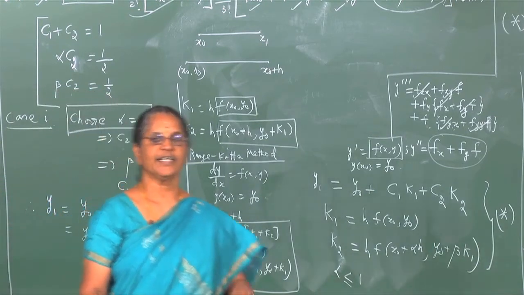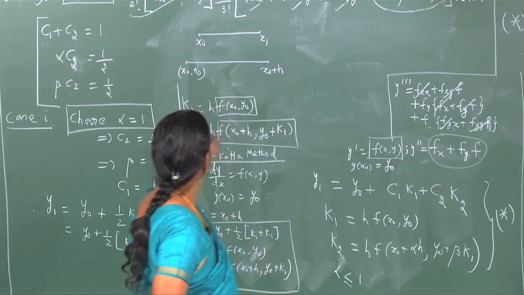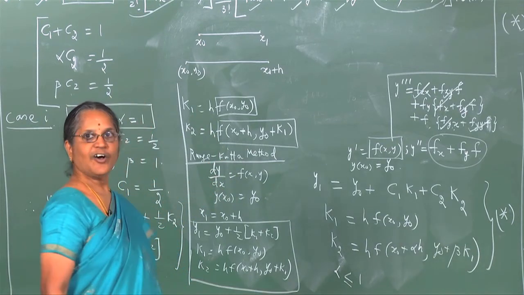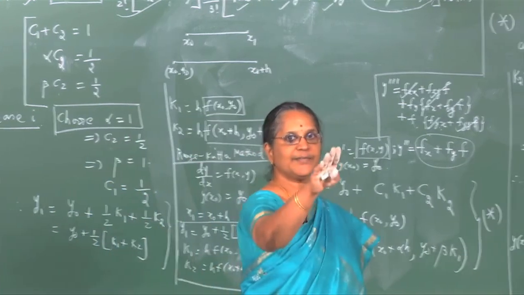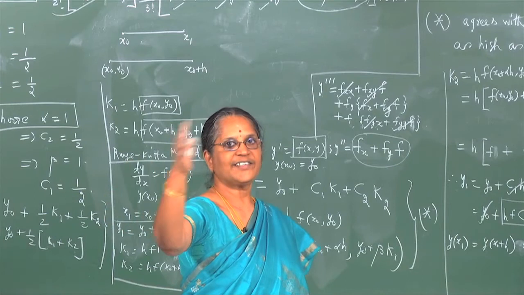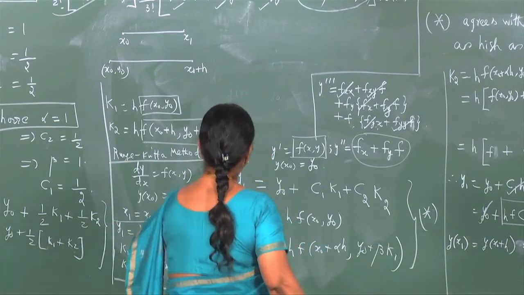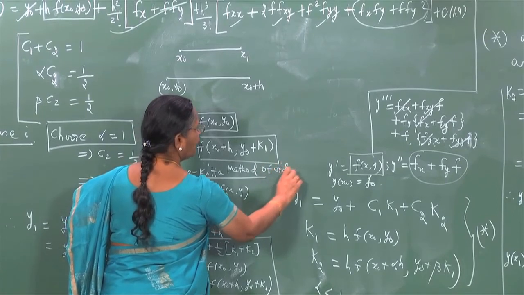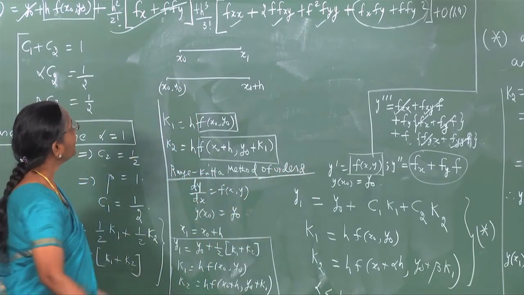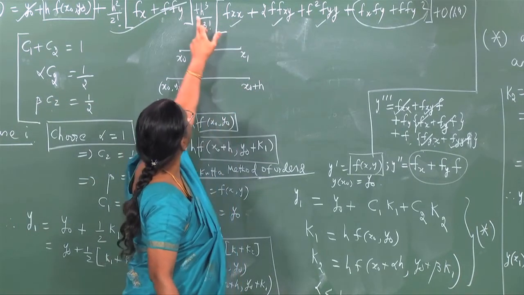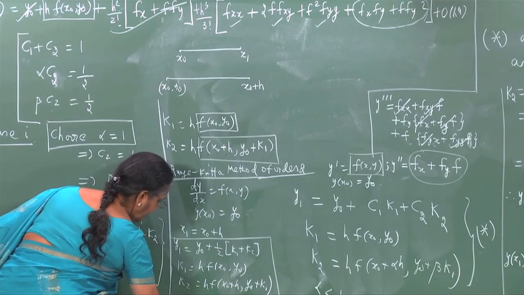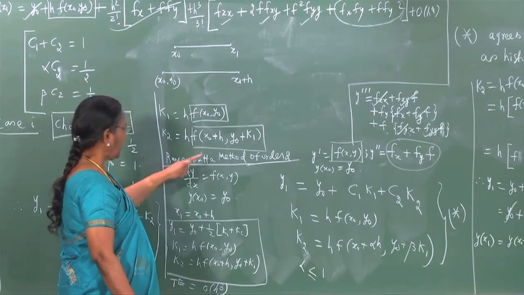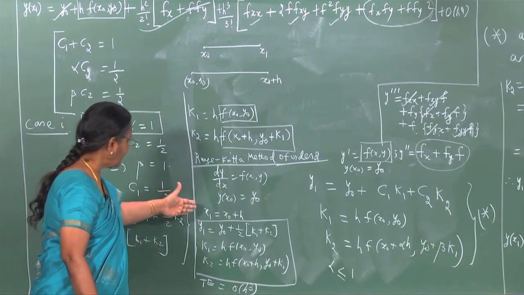This method matches with a Taylor series method of order 2, because up to h square term we have matched. So, it matches with Taylor series method of order 2. So, when you consider Taylor series method of order 2, what is the truncation error? It is of order h cubed. Since Runge-Kutta method matches with Taylor series method of order 2, we call this as Runge-Kutta method of order 2. Therefore, what is the truncation error? The truncation error is the order of the first neglected term, namely h cubed. So, the local truncation error of this method is going to be of order h cubed. So, we use Runge-Kutta method of order 2 to compute the solution at the first point x1.